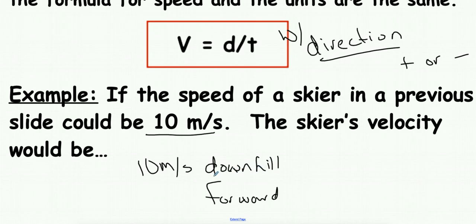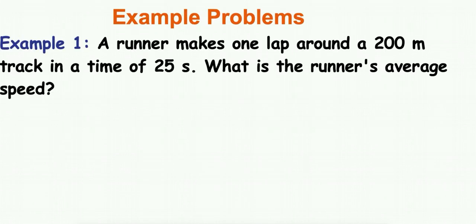Okay, so these parts to the velocity give that direction, make it a vector. If we have just 10 meters per second, it's not a vector, but when we include that direction, we now have a vector. Alright, let's try a few example problems.